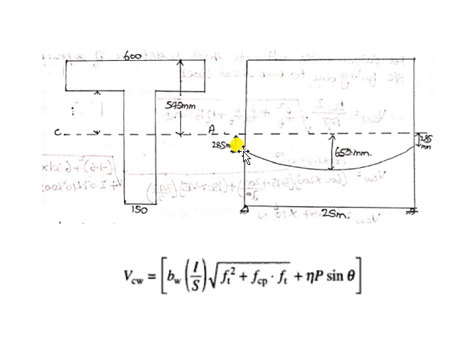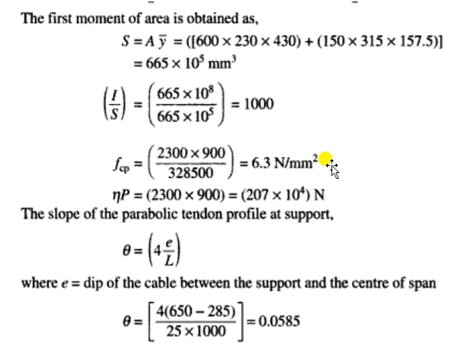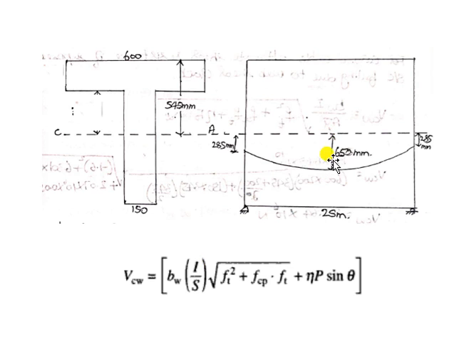So with respect to the end points of a cable and with respect to the center of a cable, the dip is 650 minus 285. 650 is the overall depth or overall eccentricity of the cable at the midpoint, and 285 is the eccentricity of the cable at the supports. Therefore, the net eccentricity will be this much.